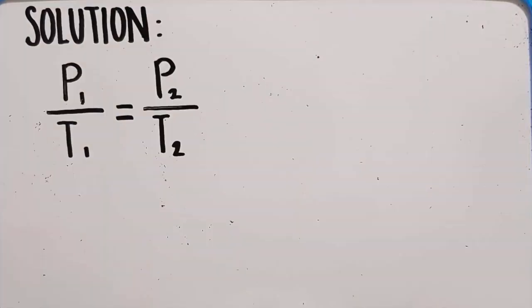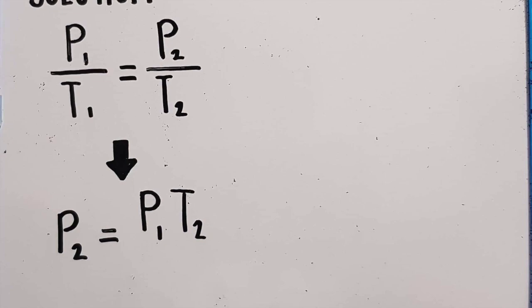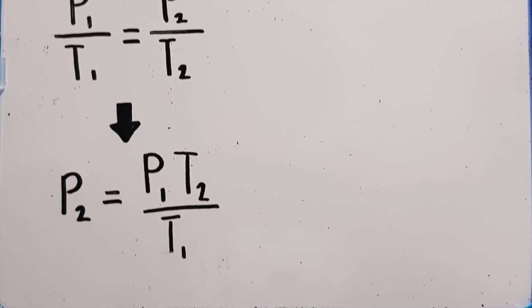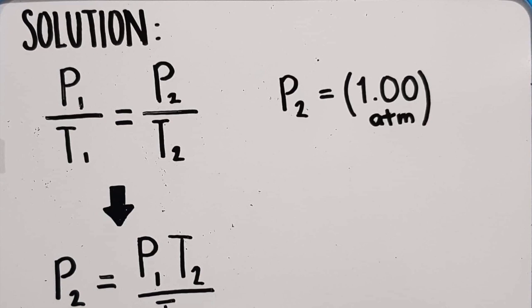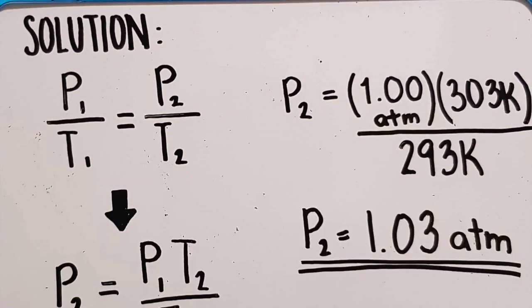P1 over T1 is equal to P2 over T2. Then isolate P2 to one side. The formula will be P2 is equal to P1 times T2 over T1. Then substitute the values. P2 is equal to 1 atmospheric pressure times 303 Kelvin over 293 Kelvin. Solve by multiplying your numerators, 1 atmospheric pressure and 303 Kelvin, before dividing it by your initial temperature, thus resulting to 1.03 atmospheric pressure, which is your final pressure.